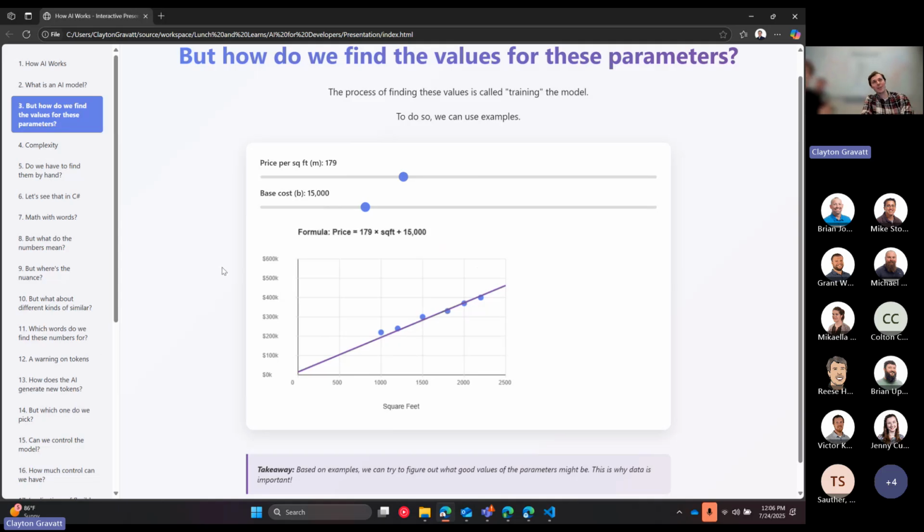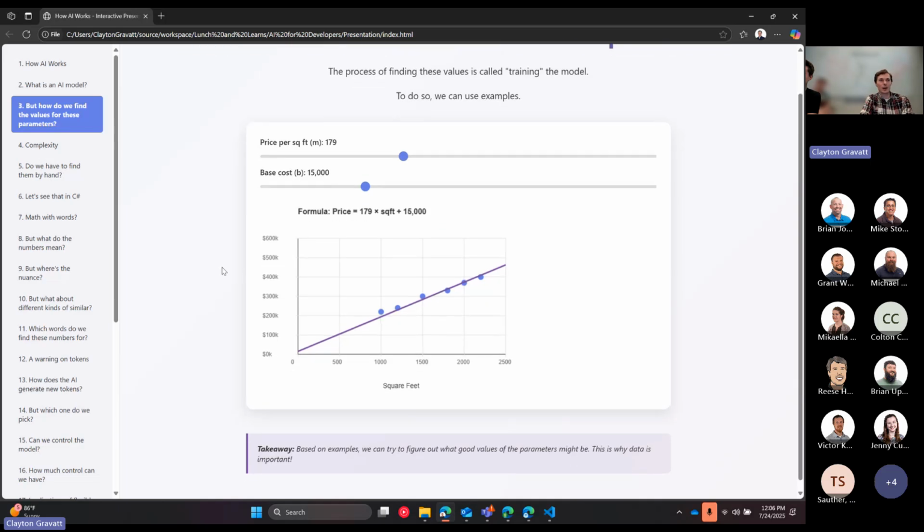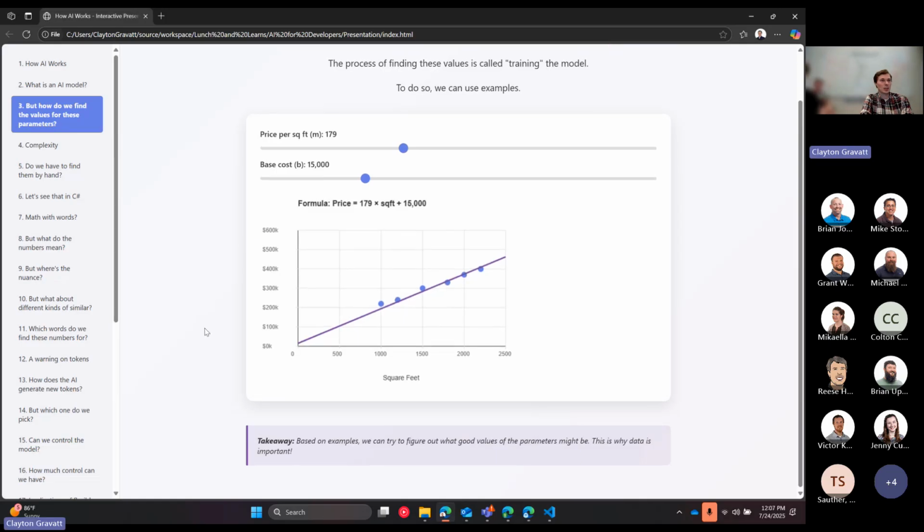I'll go too far. Okay, so we've done it. We've trained our model. So by using examples here, we can iteratively play around and try and figure out what good values would be for our parameters for our model. And now that we've done this, we could start making predictions of this. We could put in some input square feet and figure out what our output price would be for our house. So takeaway there, based on examples, we can figure out what good values would be. And this is why data is important in training models. These examples are very helpful for being able to figure out what these parameter values might look like.